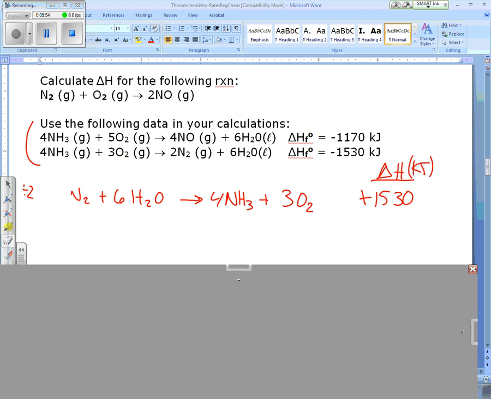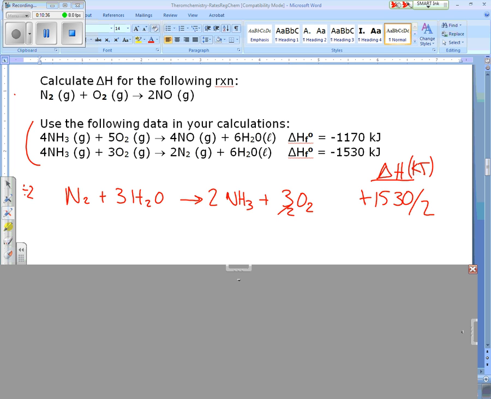So this is going to be just N2. And then I'm going to erase the 6, and it's now 3. 4 divided by 2 is 2. And 3 divided by 2 is 3 divided by 2. We're just going to leave it like that. And if I do something to the reaction, I have to do something to the delta H value. So since I divided the whole equation by 2, I also have to divide the delta H by 2. I just write it down, and I'll do the calculating later. Everybody okay with that?